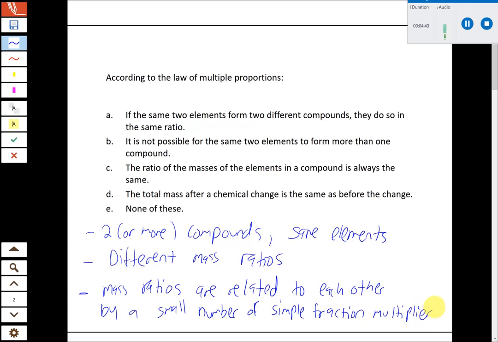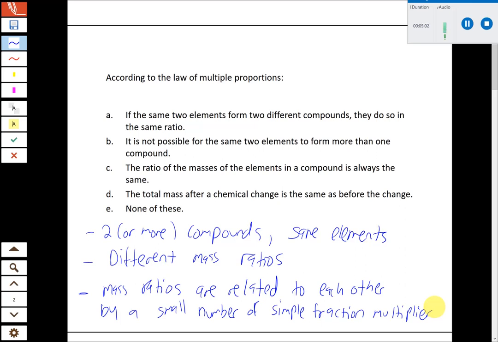All right, and this stems from the fact that when we're combining elements to make compounds, what we're really doing at the atomic level is combining discrete numbers of atoms to make those compounds, and so you can't have really any random ratio. The ratios are going to be related to each other in pretty simple ways. So those are the key statements.